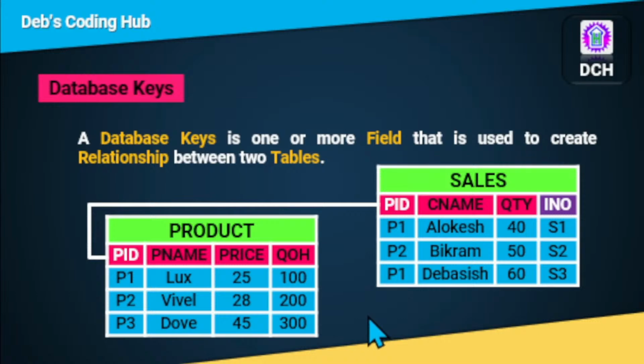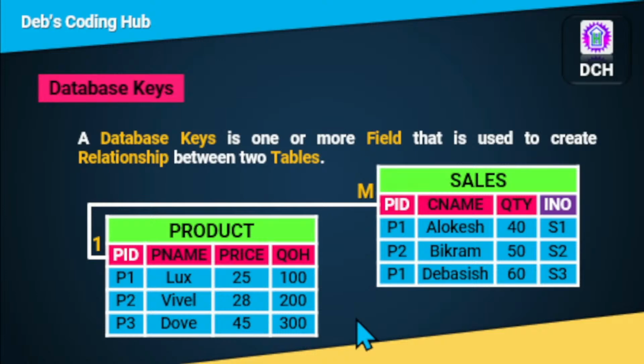Now this kind of relationship will be termed as a one-to-many relationship, and we have denoted this by 1 and M, because in the product table the product ID will be unique. So there will be only one product ID for one product, but that same product can be sold multiple times. So this P1 may appear in the sales table twice, because Alokes has purchased Lux, and similarly Devashish has also purchased Lux, because their product ID is P1, and for P1 the product name is Lux.